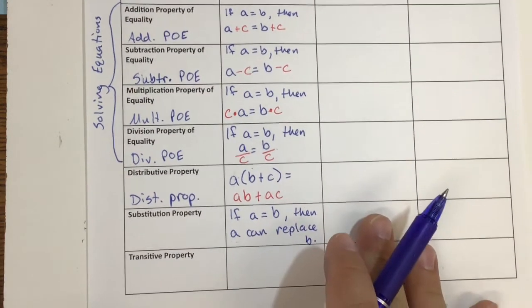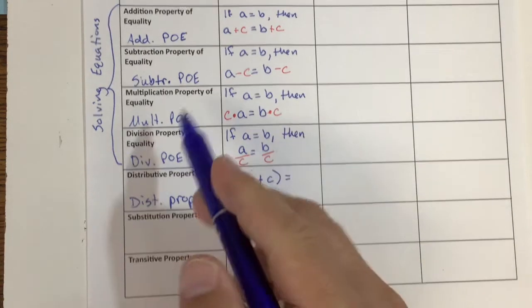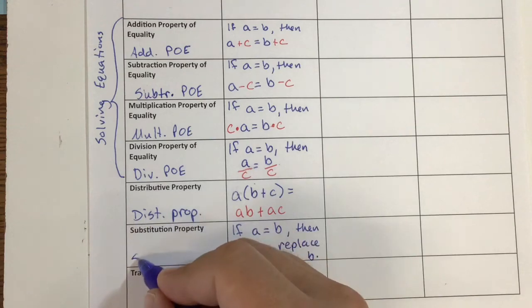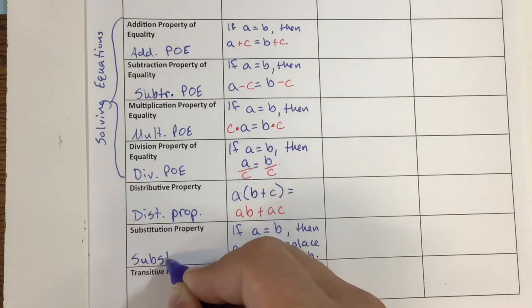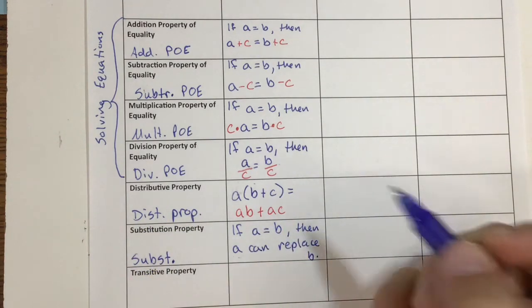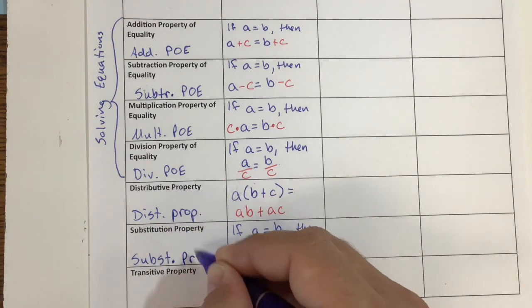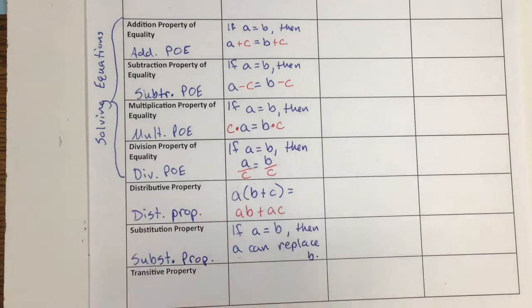All right, and that's very similar to what we have here. And so I'm going to write this one out for you. Substitution property. This is why we abbreviate subtraction with a TR at the end, because substitution also starts with SUBT. This is the only property we have, so again, it's not a POE, it's just substitution property.